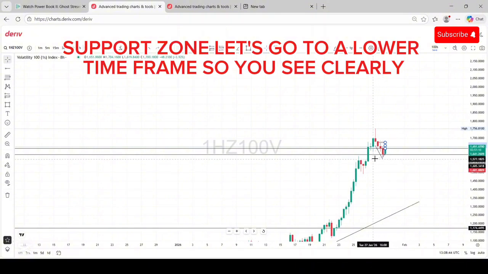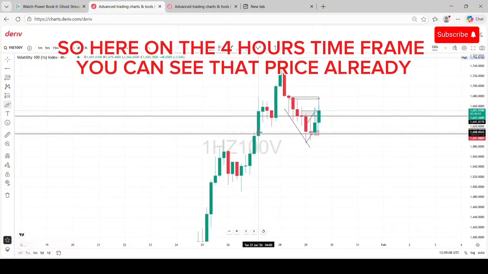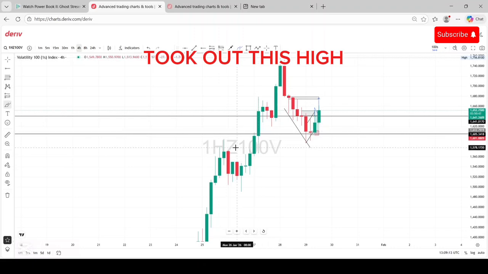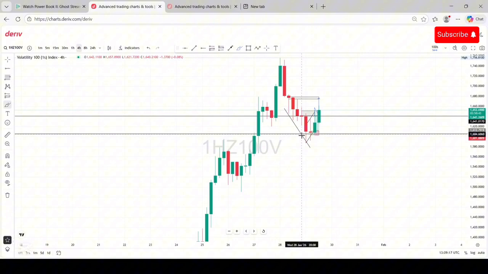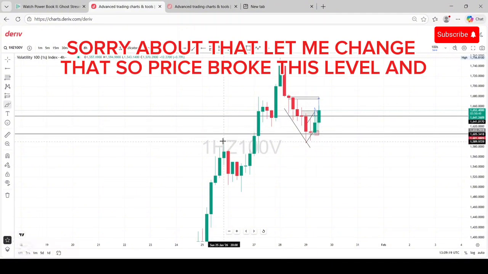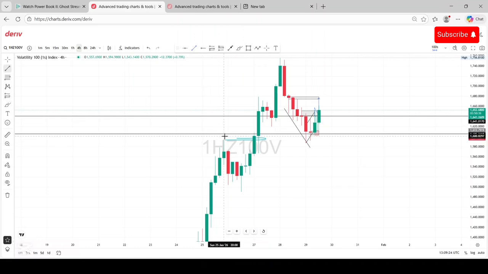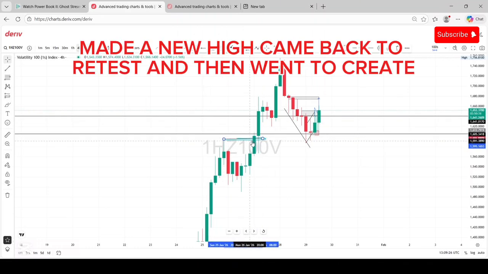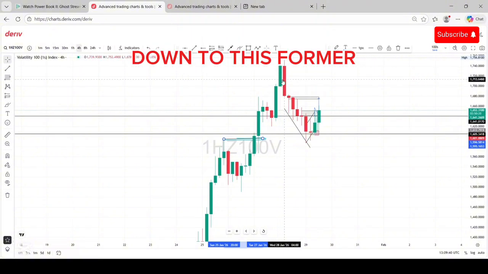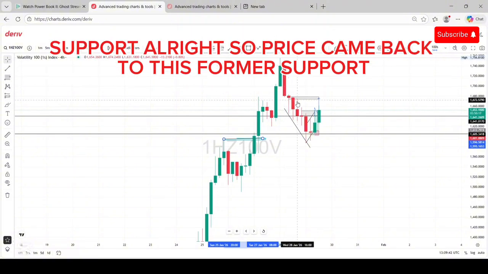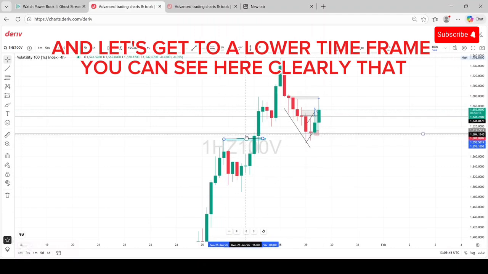Let's go to a lower time frame so you see clearly. So here on the 4 hours time frame, you can see that price already took out this high. Price broke this level here. Sorry about that. Let me change that. So price broke this level and made a new high, came back to retest, and then went to create another high. And then eventually it dropped down to this former support. All right, so price came back to this former support, and let's go to a lower time frame.